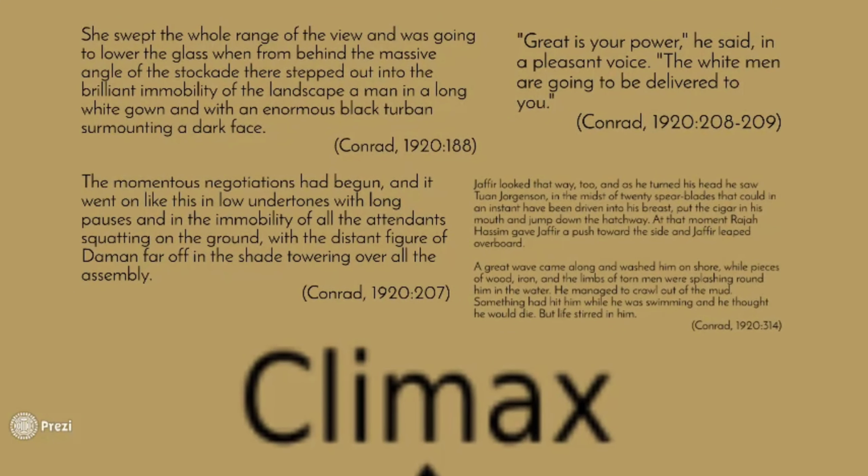Third is climax. Climax is the part where the characters face their problem and find a way to solve it, and it is also called the turning point where the characters may or may not fail in their attempt at solving their conflicts. These quotations show the climax of the story.